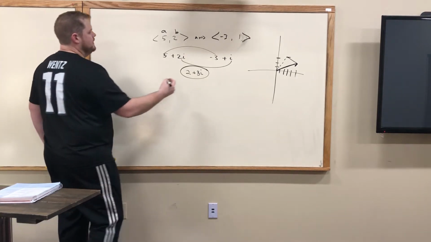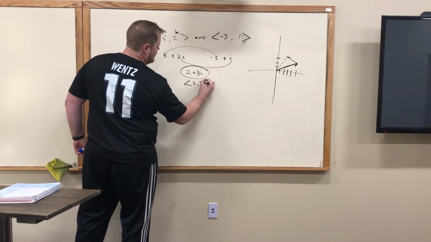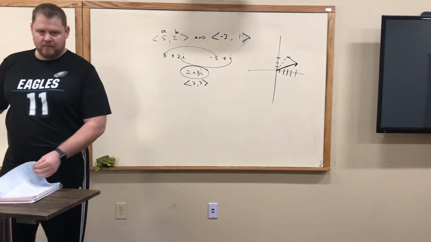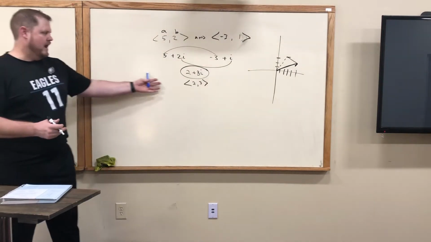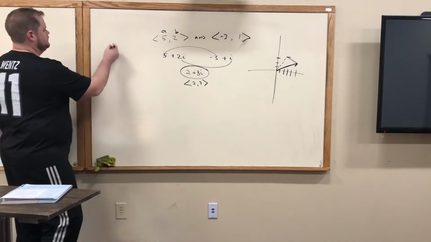So what would the combined vector be? 2, 3 with little arrows. So your complex number is basically equivalent to the vectors added together. All right, any questions? All right, good. So now let's do a subtraction one.